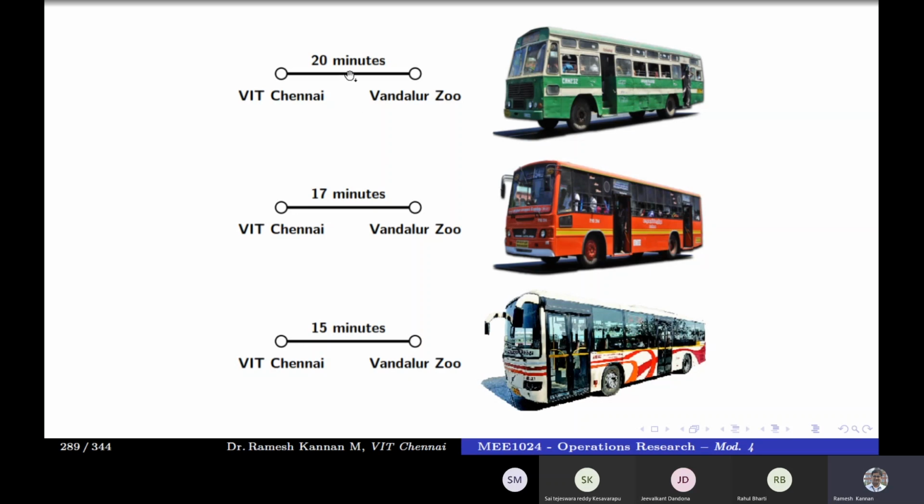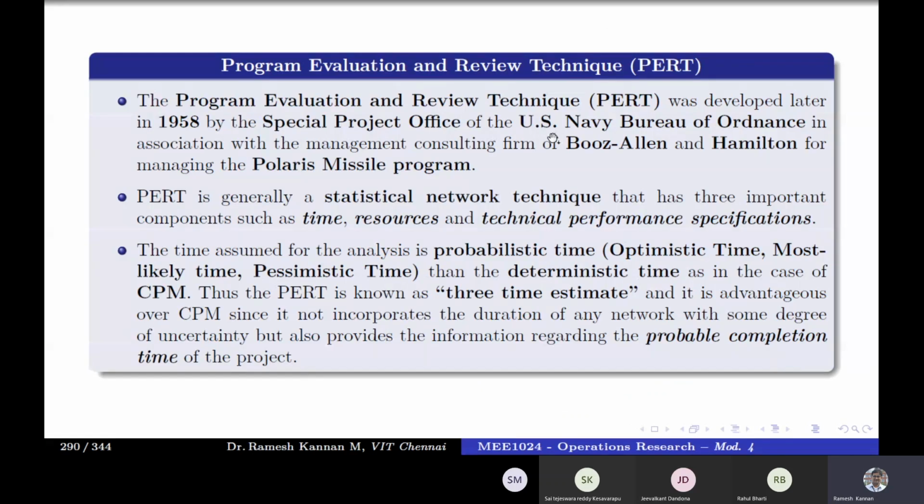So the pessimistic time is a little higher, and the most likely time is an average kind of time, which is almost equal to the deterministic time in CPM. And this is the more optimistic time. It's just like a gamble, like getting this bus. Okay, PERT was also developed in 1958, and CPM was developed in 1957. PERT is of the same year, or about 1 year later.